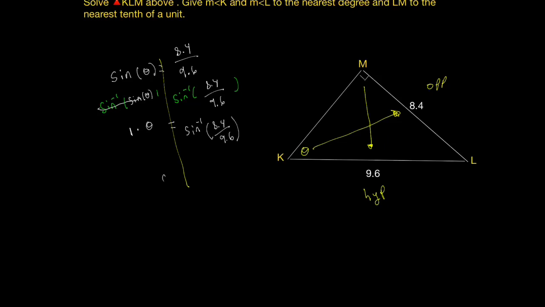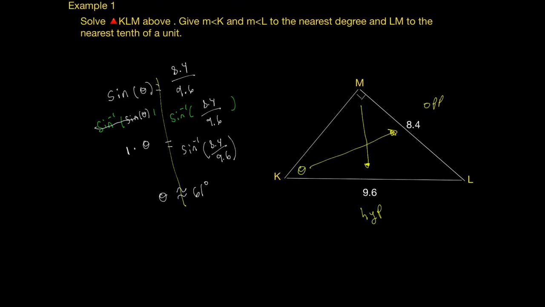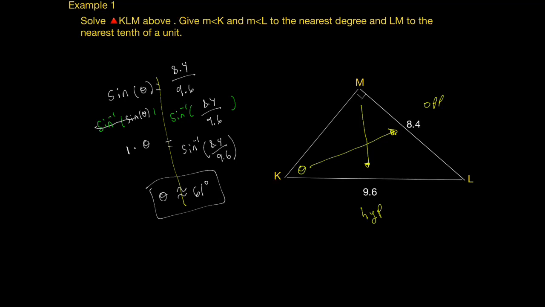So 1 times theta is theta, and this is going to approximate to the sine inverse of 8.4 over 9.6, which I'm getting to be approximately 61 degrees. And here we're rounding to the nearest degree, and we're going to round to the nearest tenth for the length. So here, let's box this. Approximately 61 degrees.